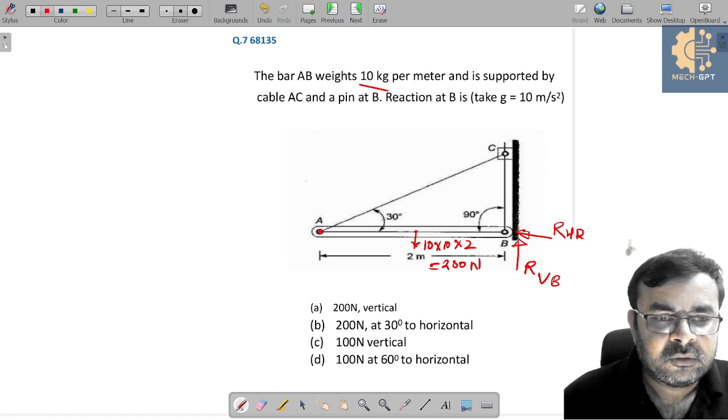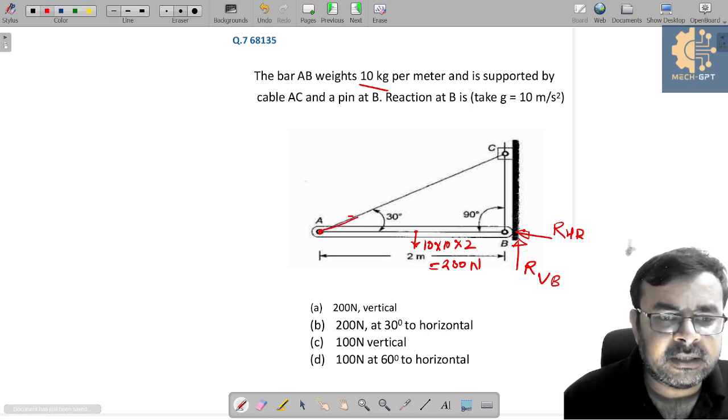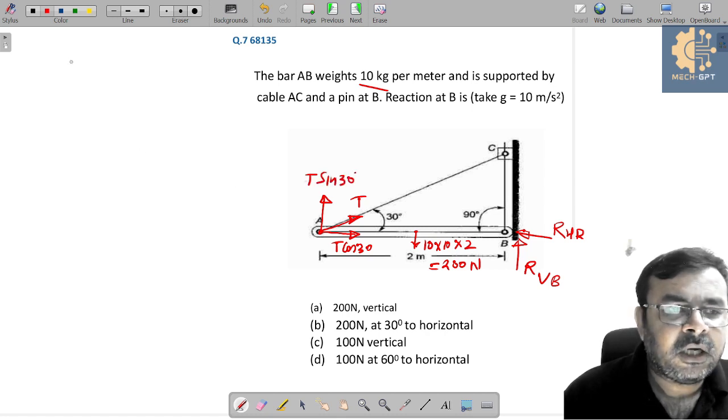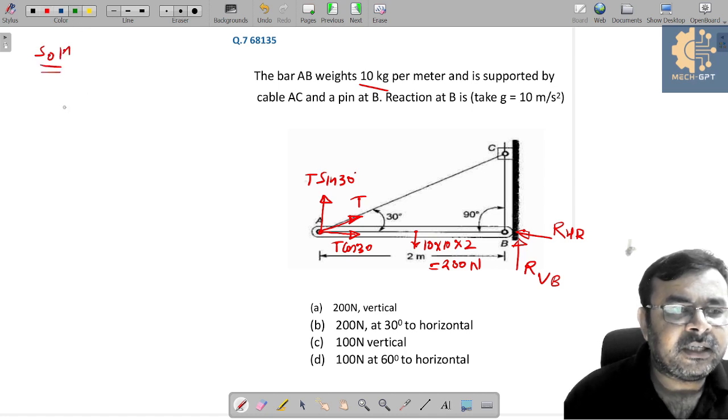Yes or no? And you can see here in this string we have a tension, yes or no, which is looking like this. Let's say this is tension T, then obviously here we can get a horizontal component. This is T cos 30 degree, and similarly here we can get a vertical component, that is T sin 30 degree.